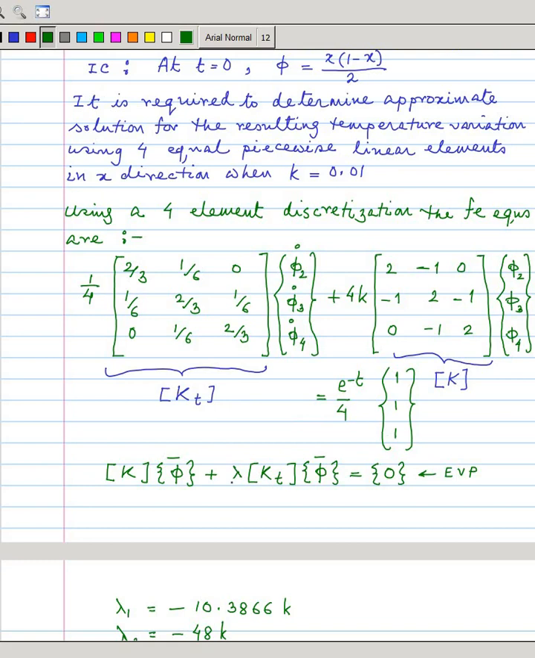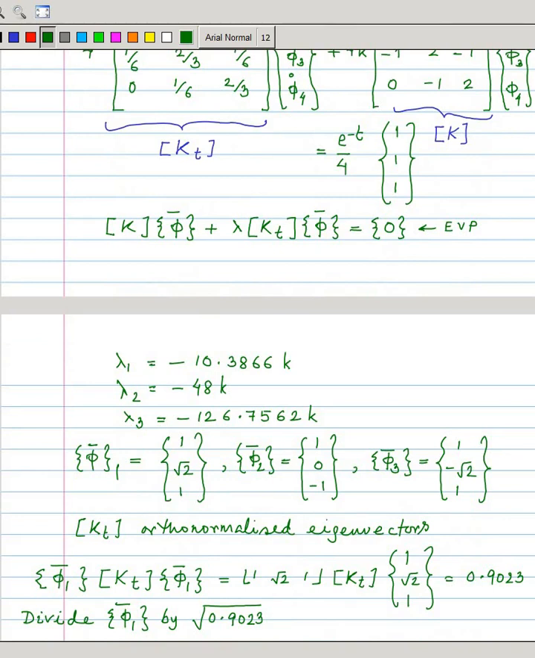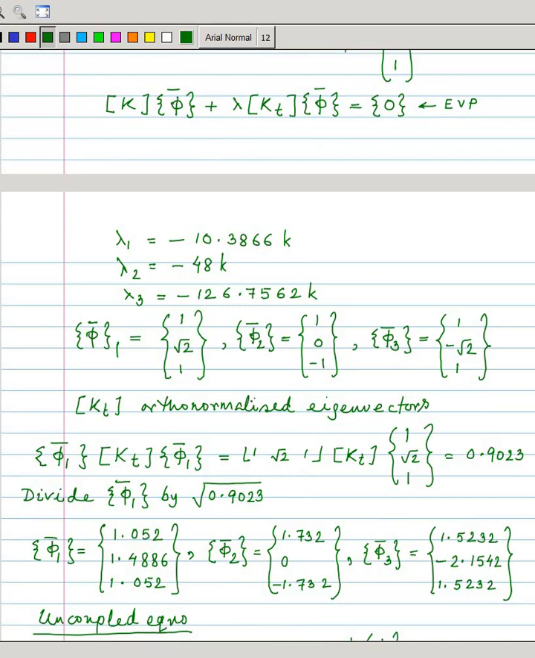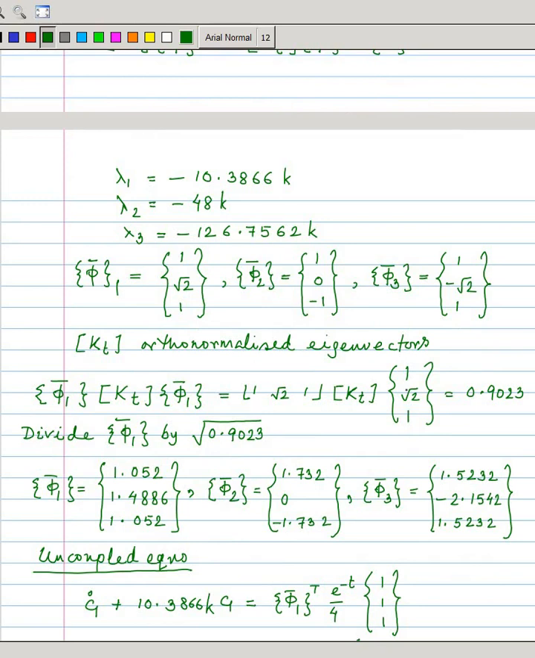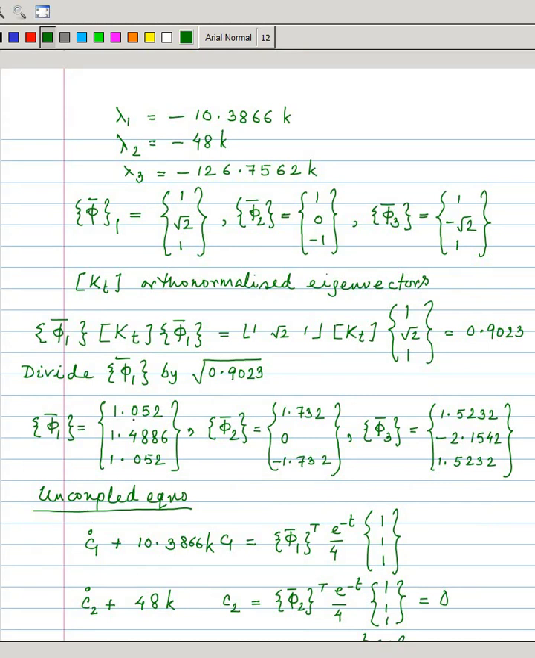So first we have to make it 0 and get the eigenvalue problem. These are the eigenvalues and these are the eigenvectors. So you have to kt orthonormalize the eigenvectors. Suppose you want to kt orthonormalize phi 1 bar, then what you do? You multiply like this, you would get something greater than 0 and you are getting this. So you divide this by square root of this and you get this. Now if you use this phi 1 bar to get this, you would get 1. So in this way phi 2 bar when normalized becomes this, and phi 3 bar becomes this.